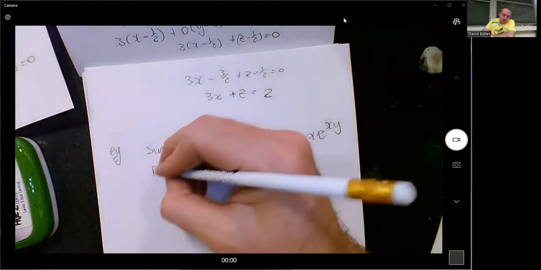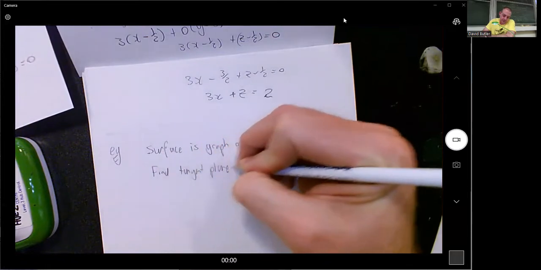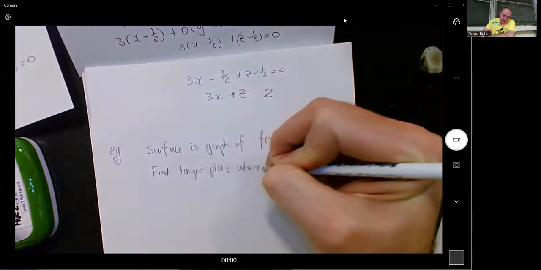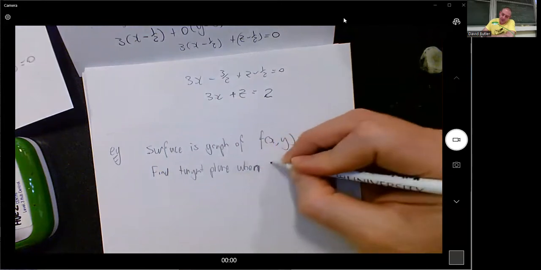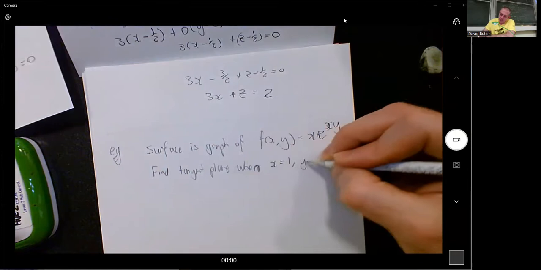Then find the tangent plane where x is equal to 1 and y is equal to 0.